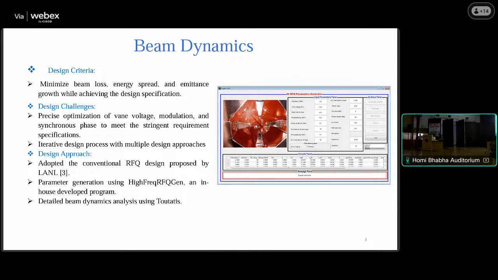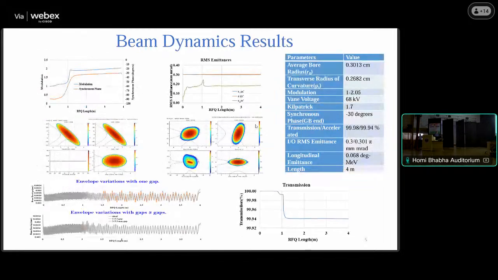That is the most important part, and these are the beam dynamics results. As you can see, the variation of modulation, synchronous phase, and the RMS emittance, and this is the input distribution and this is the output distribution at the end of the RFQ. As you see, the transmission is around 99.94%. And this table gives the beam dynamics results.